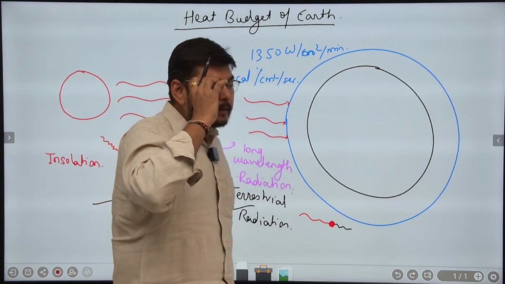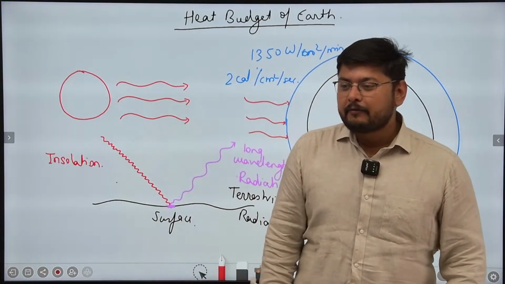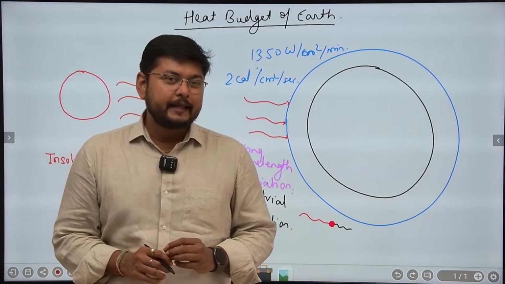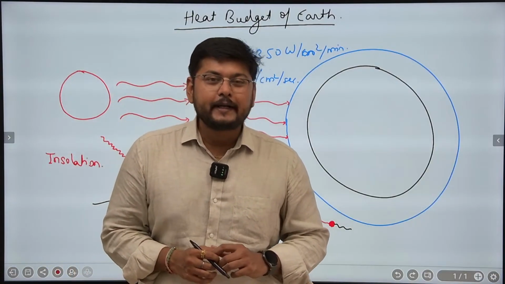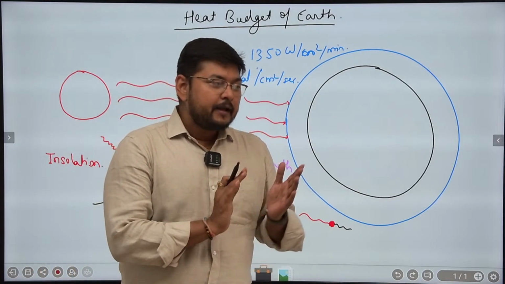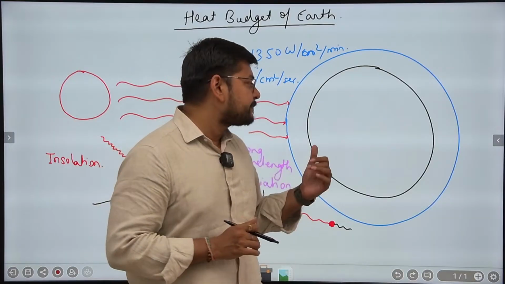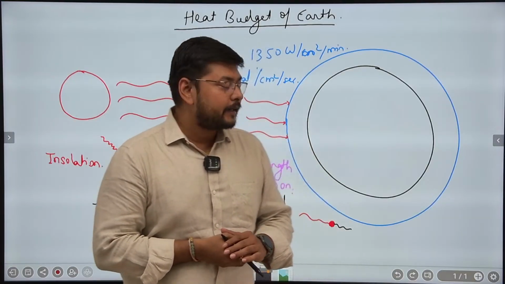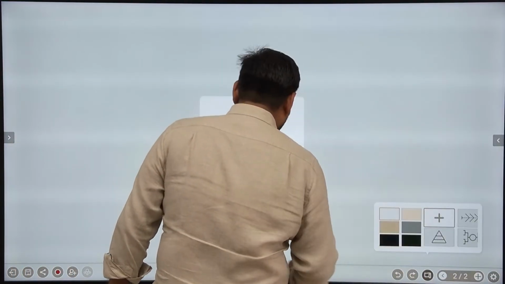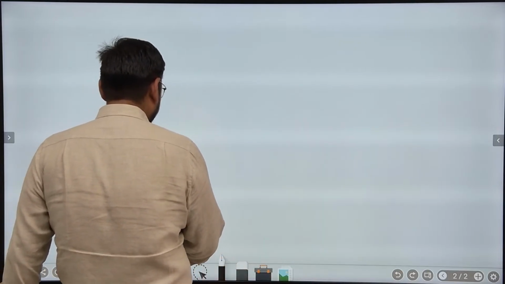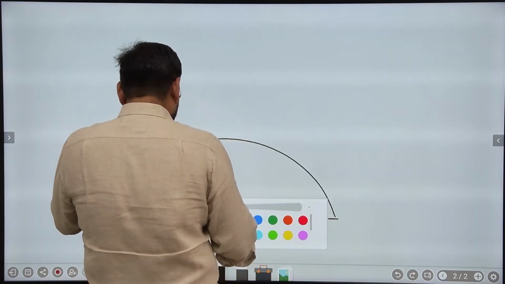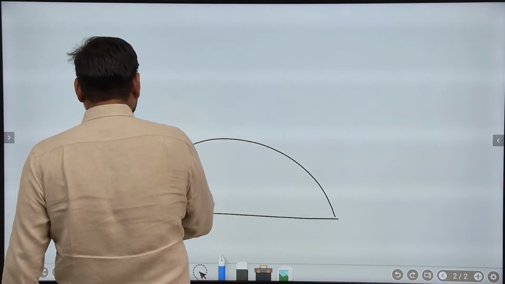Now, in the chapter on temperature, we have seen the different factors by which the amount of radiation received over different areas of the surface of Earth varies or changes. We have understood that well in the previous classes. Now we need to apply this particular topic in this particular class here. So let's dive deeper. This is Earth. This is the atmosphere of Earth.